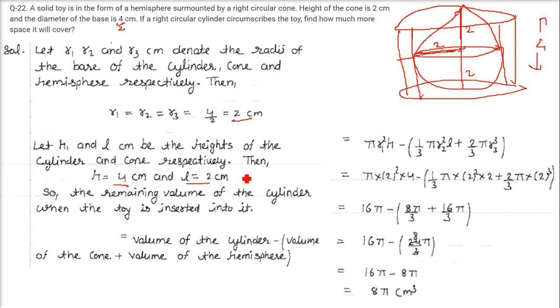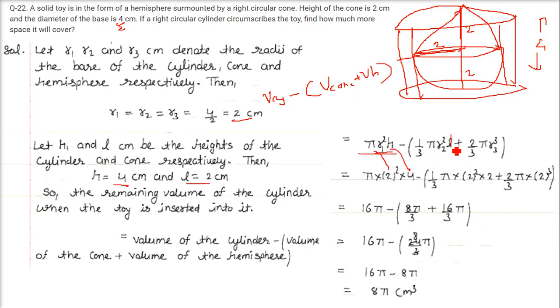Okay, this is the radius. Now what is the volume of the cylinder? It will be pi r square h. And as I said, you have to take the volume of the cylinder and subtract the volume of this toy. The toy is the volume of the cone plus the volume of the hemisphere. So the volume of the cylinder is pi r square h, where r is 2 and h is 4.